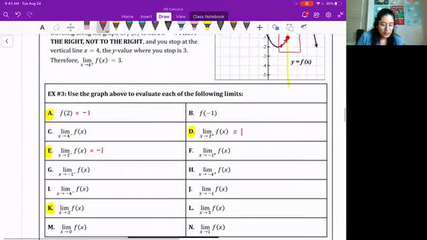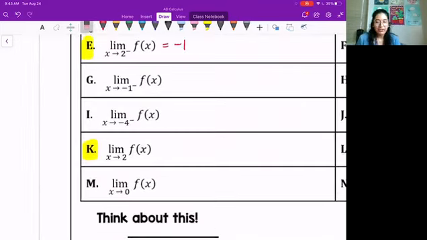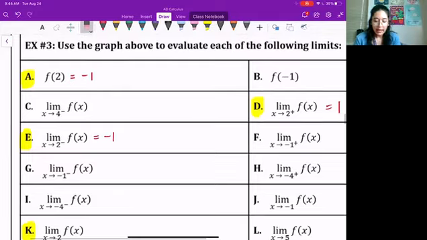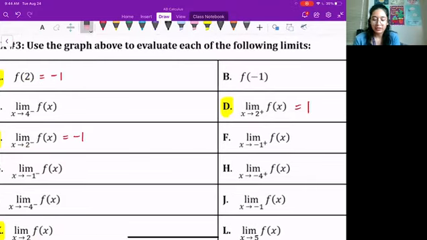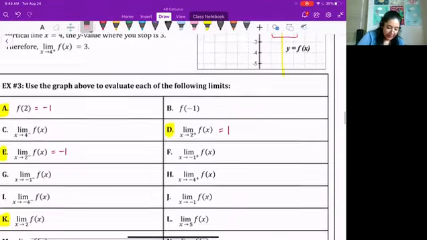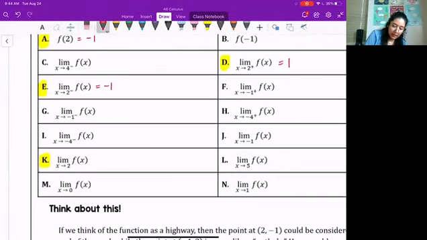Now in part K, they're asking for the general limit as x approaches 2. Remember, a limit only exists if the left-hand and the right-hand sides agree. Here I said that from the left, I was approaching -1, and from the right, I was approaching +1. So this limit does not exist. I don't meet up at the same spot. So here I can say the limit does not exist.